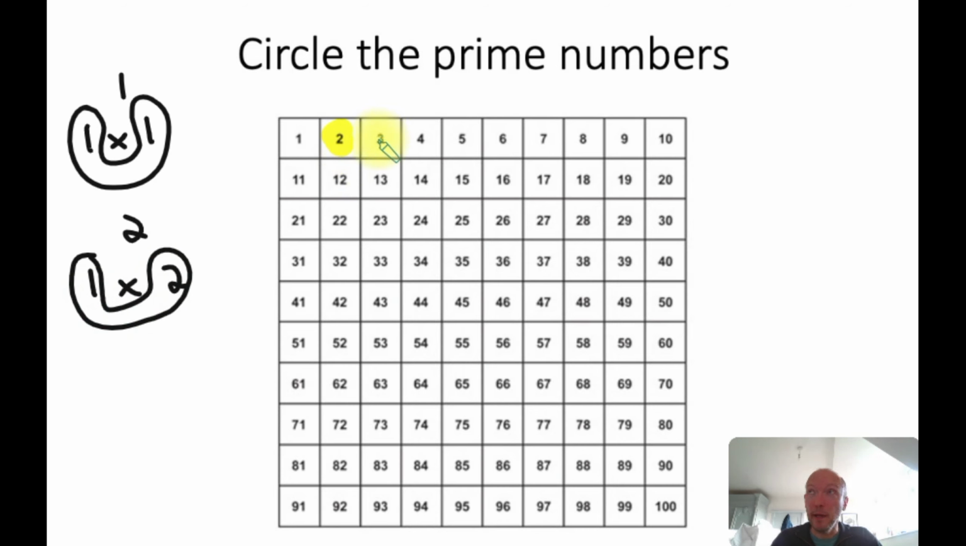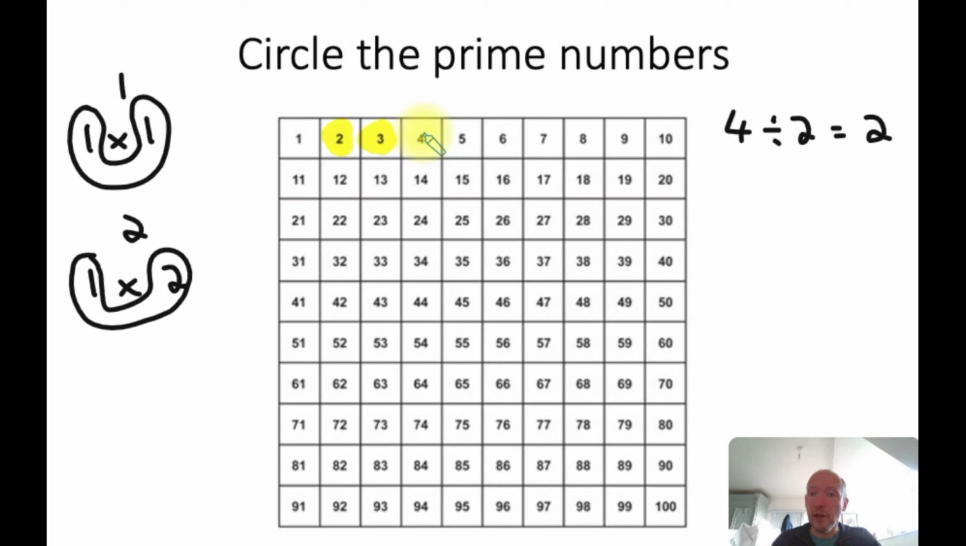What about 3? Well, I can divide 3 by 1. I can divide 3 by 3. Nothing else I can divide it by, so 3 is a prime number. 4? Well, no, definitely not a prime number. I can divide 4 by 2 to leave me with a whole number, so 4 is not a prime number.